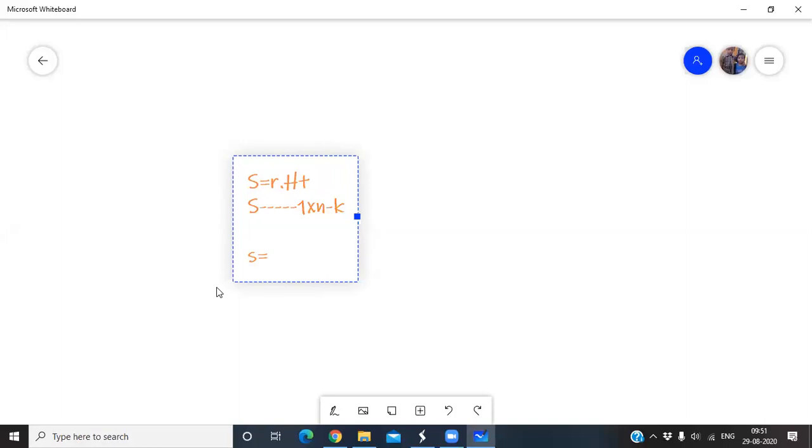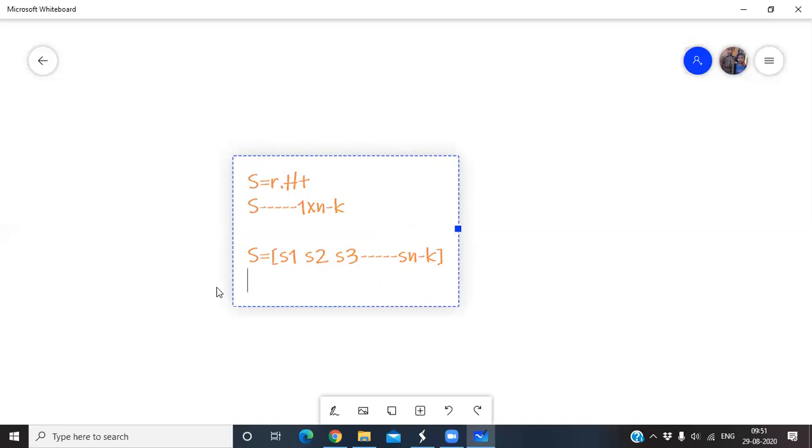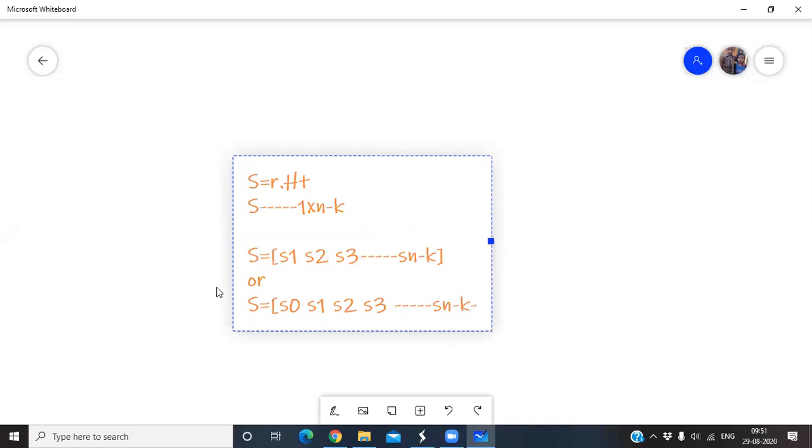So I want to write the elements of the syndrome matrix. S is equal to, you can write S1, S2, S3 up to so on S n minus k. Is it okay? Or you can also write S is equal to, if you want to start from 0, S0, S1, S2, S3 up to so on S n minus k minus 1. You can start from 0 or you can start from 1, no problem. It depends upon the question actually.